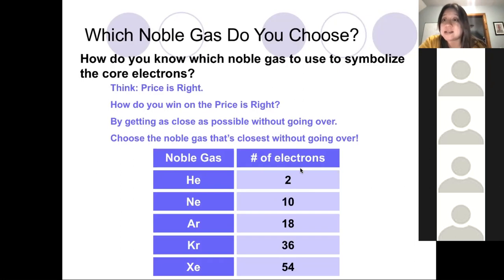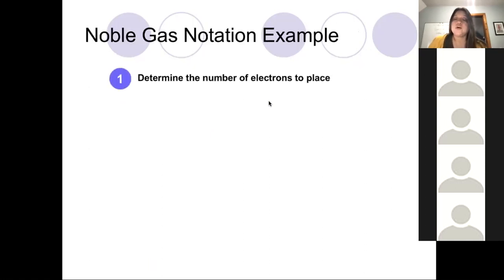Again, since noble gases do not have charges, their atomic number and their number of electrons are the same. So these are just the atomic numbers of the noble gases. Okay? So how would you do this?